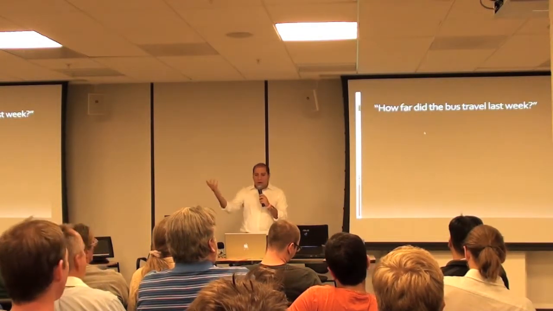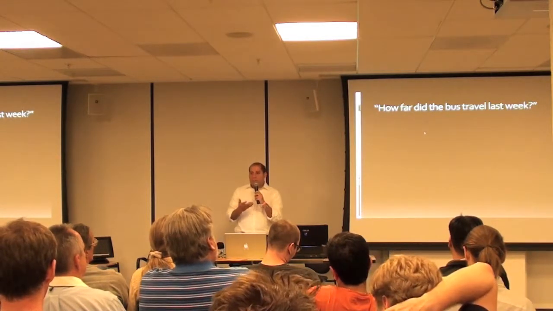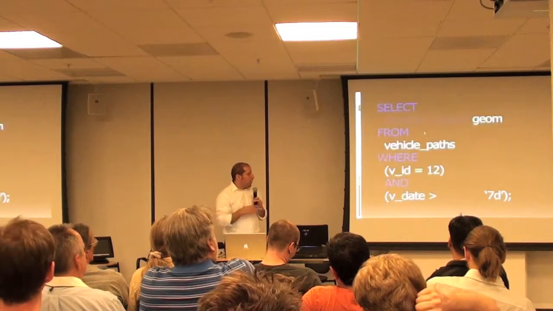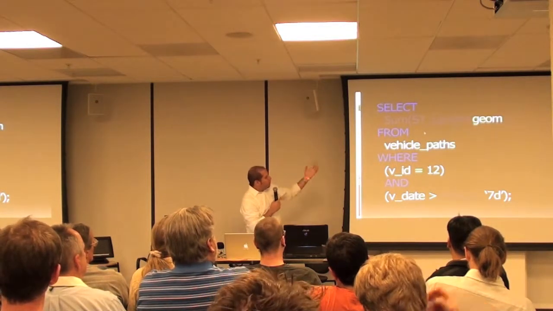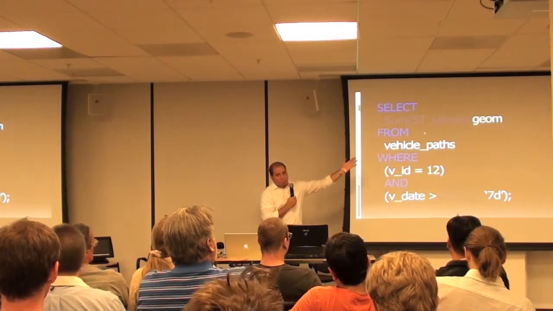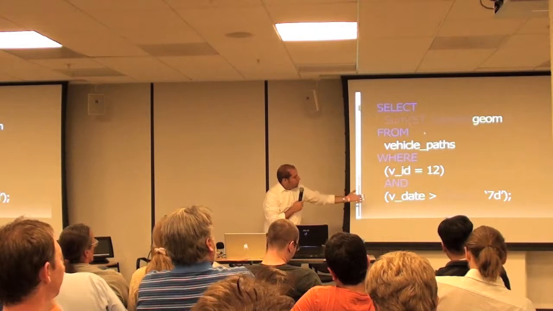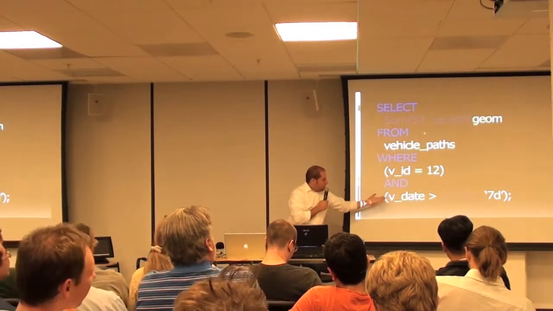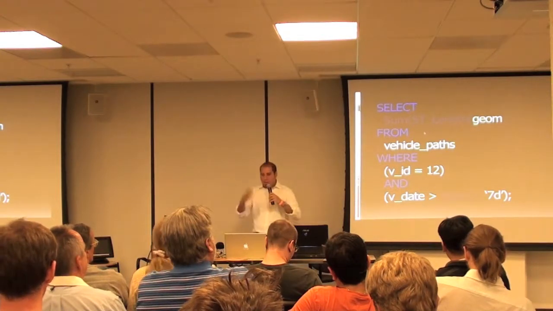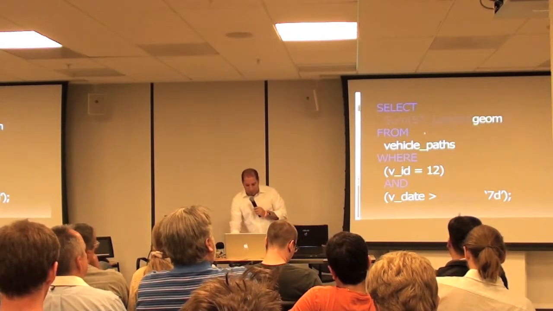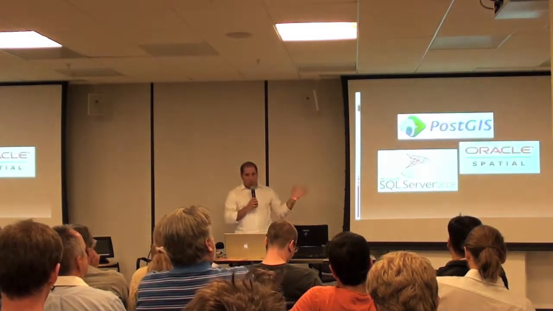Say you're tracking some buses and you want to know how far they've traveled until today. These are tiny little queries. You tell it to get the length of the geometries and sum them all up, from that day until today, and you get that question answered really easily. There's a whole bunch of spatial backends. These are just three of them, and there are more.